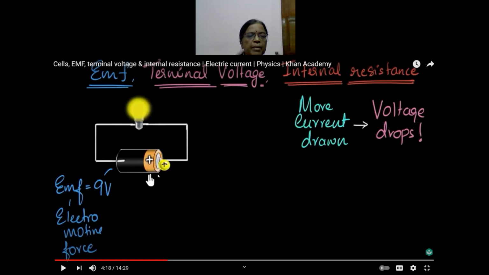Here, due to the chemical reaction, it is getting that potential difference. For example, this battery has an EMF of 9 volt. EMF means electromotive force. It is not at all a force. First you should know, it is not at all a force. It is actually the voltage of the cell, the potential difference when no current is drawn from it. Whatever voltage the battery shows without connecting the bulb, that is the EMF of the cell.